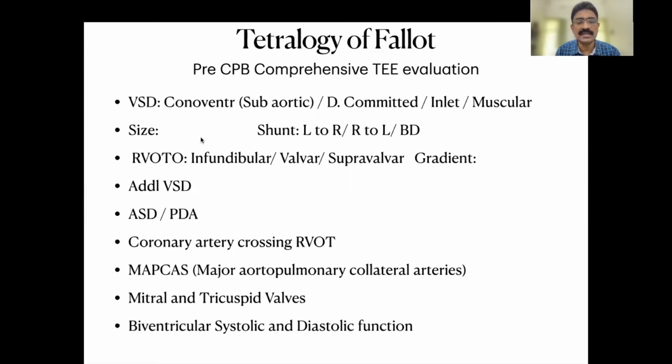We measure the size and look at the shunt, whether it's bidirectional or right to left or left to right. Then, the most important part is assessment of RV outflow tract obstruction, whether it is infundibular or valvular, or both, or there is a supravalvular component also, and measure the gradient. Preferably in the deep transgastric view or upper esophageal views, look for additional VSD which may be evident after surgery, additional ASD or PDA, and if there is an ASD, what is the shunt, and look for coronary artery crossing the RVOT.